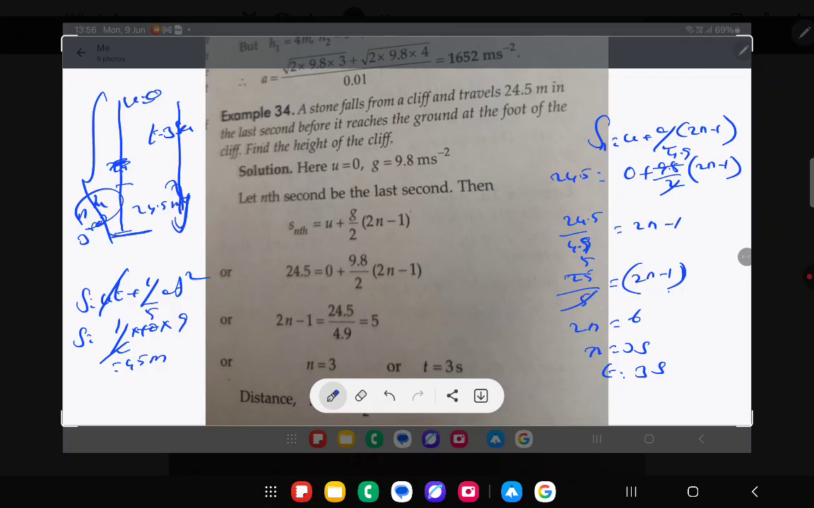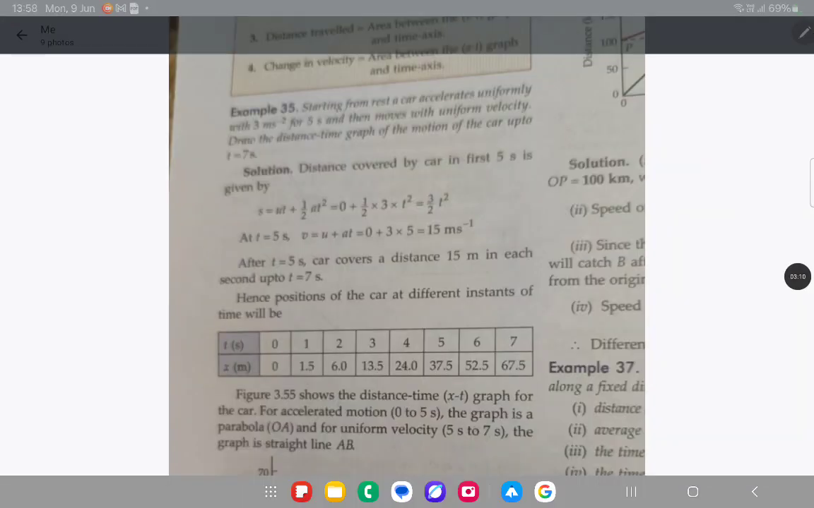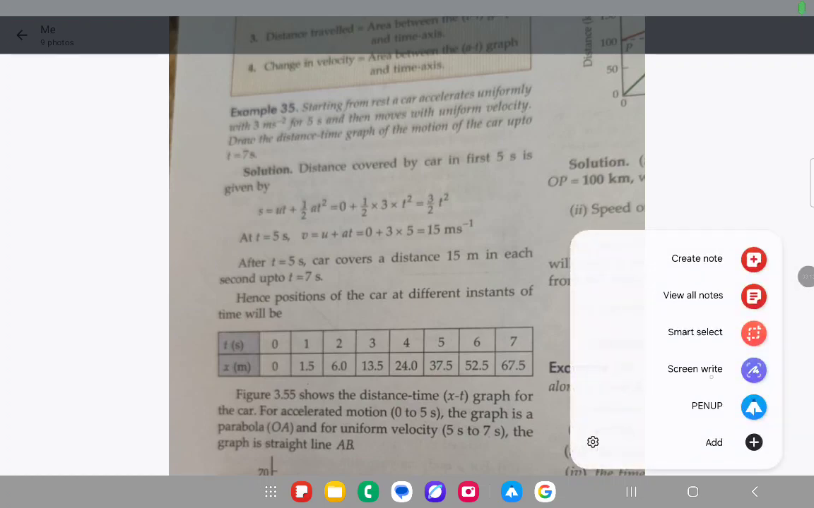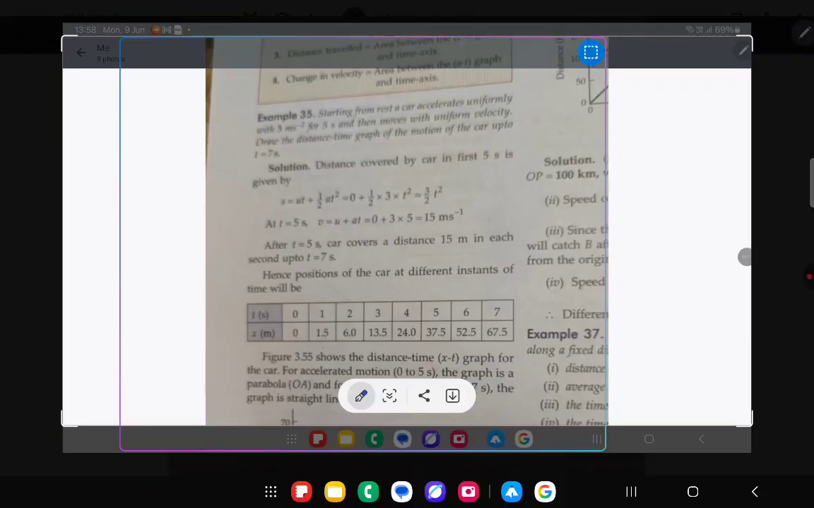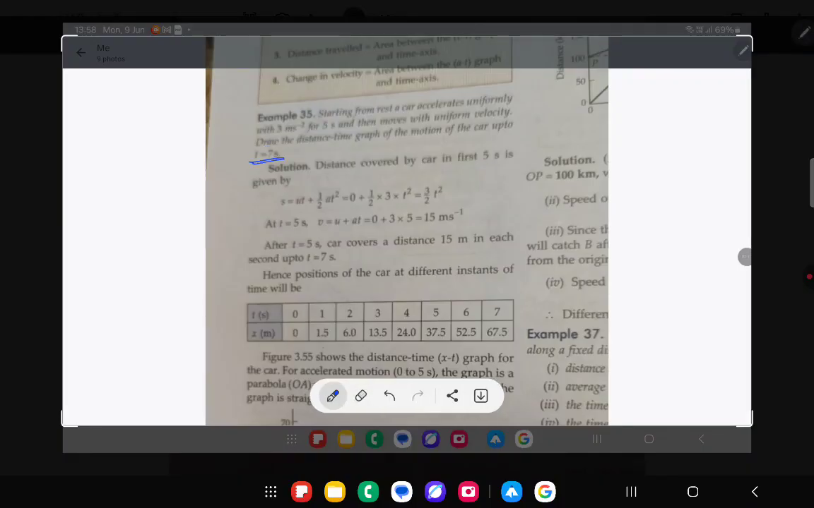The next sum is here. Starting from rest, a car accelerates uniformly at 3 meters per second square for the first 5 seconds, and then moves with a uniform velocity for the 6th and the 7th second, so the total time is 7 seconds. You have to plot a graph between position and time, for which you have to make a tabular column.